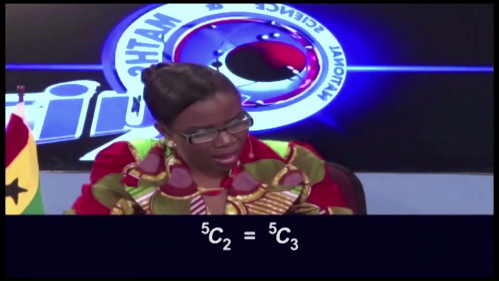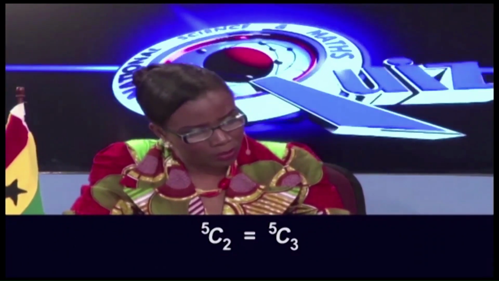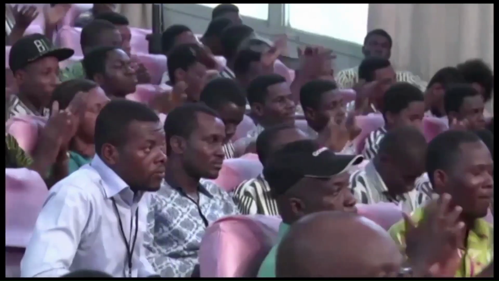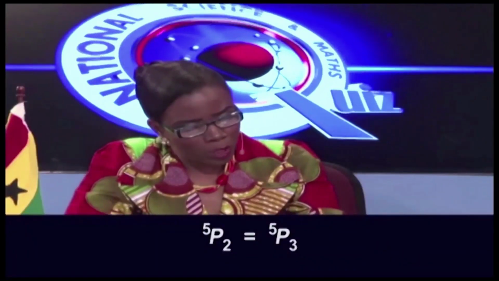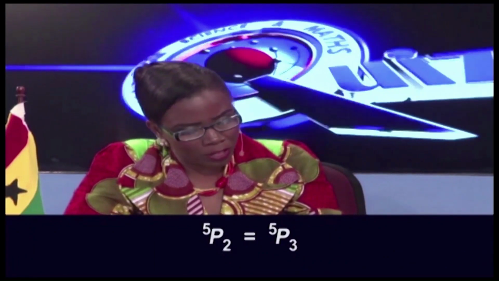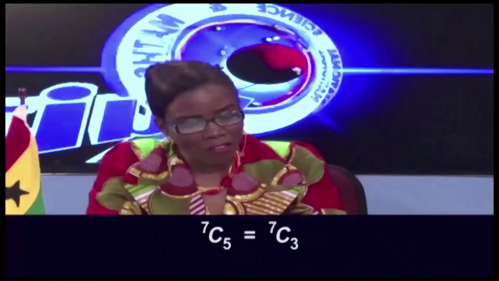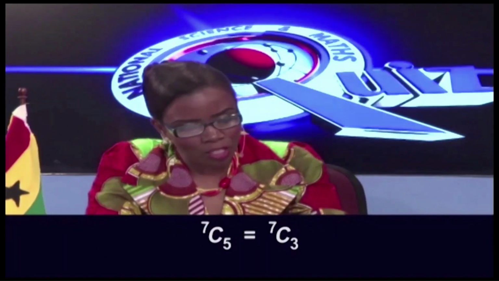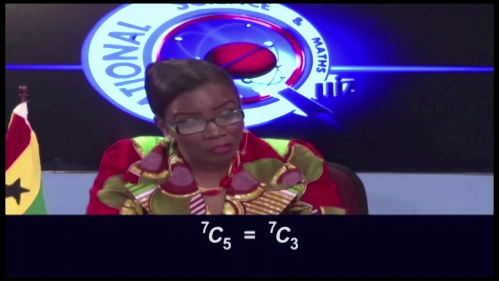5 combination 2 is equal to 5 combination 3. Yes, Apiakubi? It's true. Yes. 5 permutation 2 is equal to 5 permutation 3. Bio? It's false. You're right. 7 combination 5 is equal to 7 combination 3. Felix? It's false. You're right.